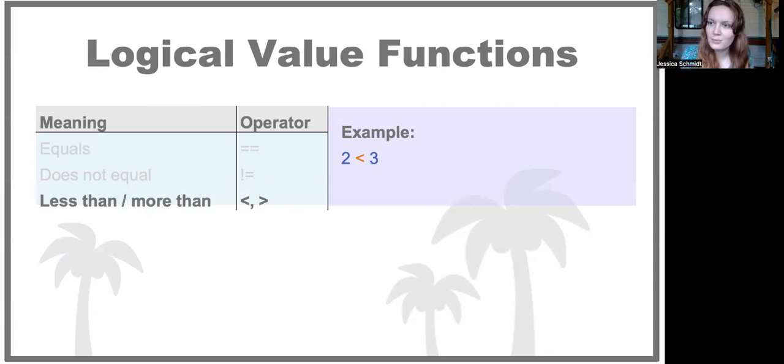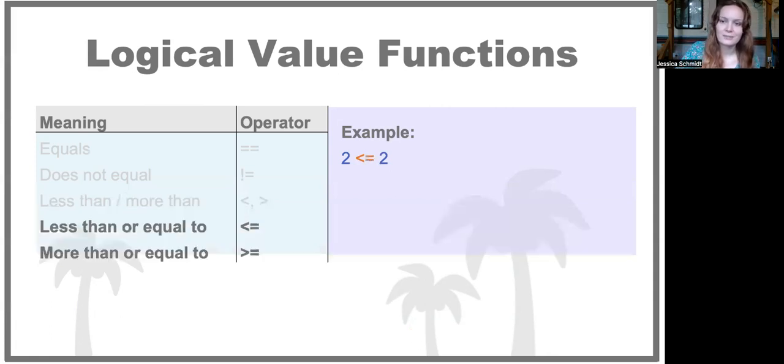We know about less than and more than signs already. We just covered that. So 2 less than 3 should return true, since 2 is in fact less than 3. Less than equals and more than equals ask if the value is less than or equal to the value or more than or equal to the value. For example, if we ask R whether 2 is less than or equal to 2, we should get true.